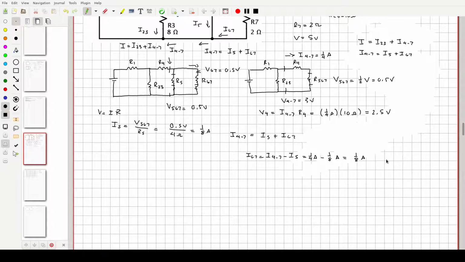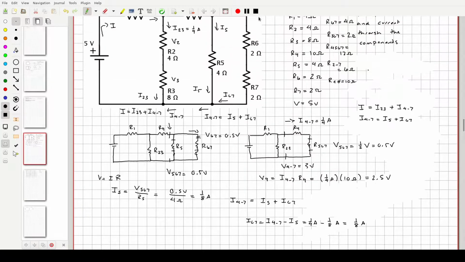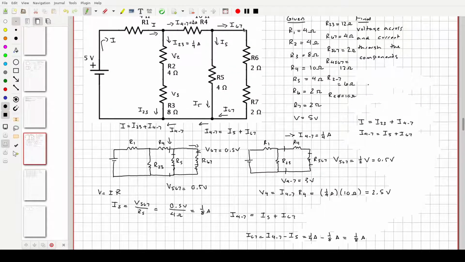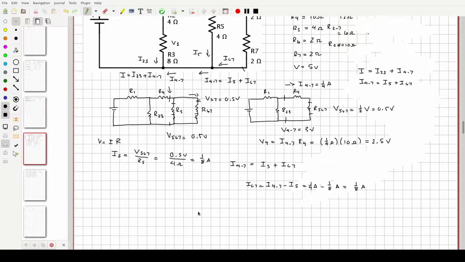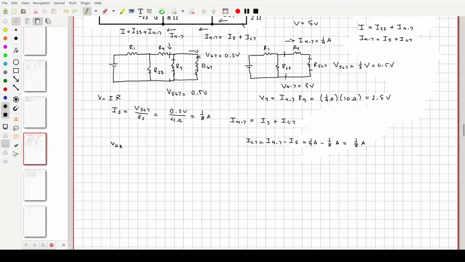Okay. And so there we have the current going in. We have the voltage across both of these, because the voltage across both of these again is half a volt across both. I67 we found to be 1/8 of an amp. And now it's just Ohm's law to find the voltage across them. So V6 is going to equal I67 times R6. V7 is going to be equal to I67 times R7.